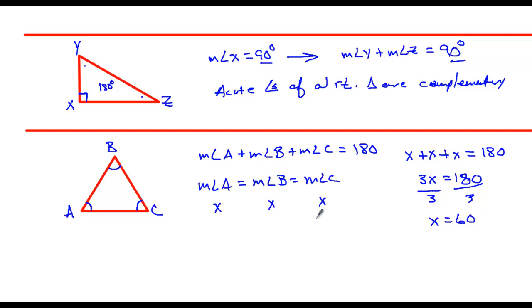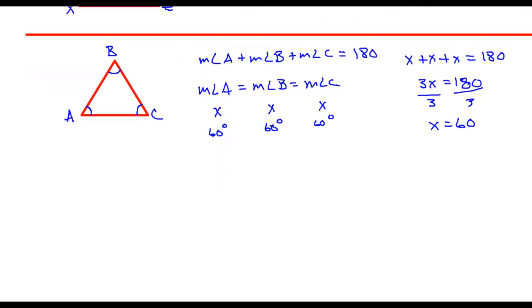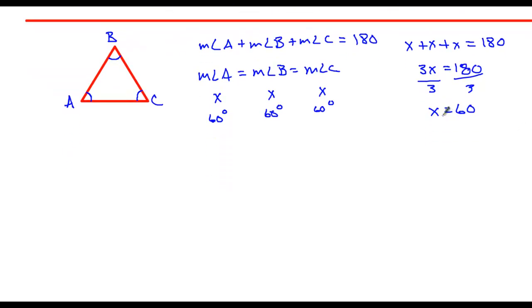So what does that mean? I go back here, this is 60, this is 60, this is 60. Well, what does that have to do with anything? Well, it tells me that all the angles in an equiangular triangle or equilateral triangle have to be 60 degrees, right? So I could say that each angle of an equiangular triangle measures 60 degrees. Okay, so this could be something we say in a proof.